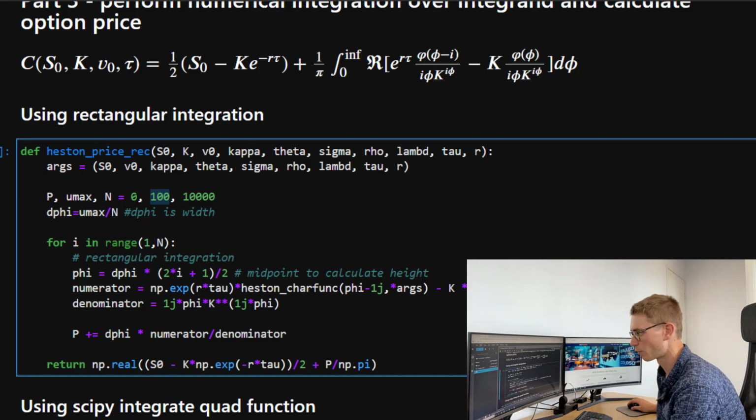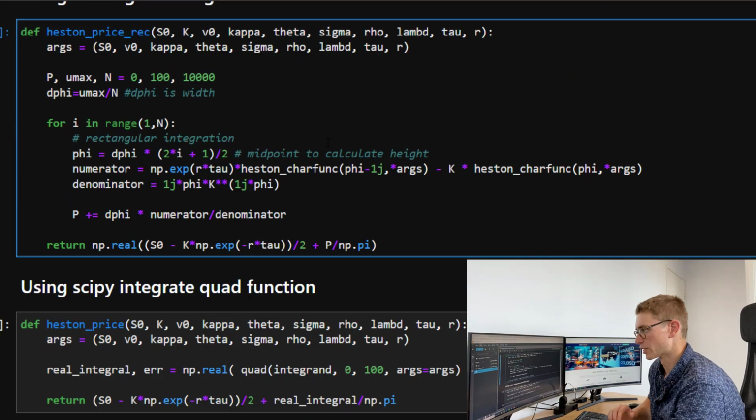And I'm starting off with a 0 price. The width of my steps is just going to be Umax, so 100 divided by n steps. Here we're calculating the midpoint that we're going to calculate phi at by taking the steps and then going through each time step. Once we've got the midpoint, we place that into our characteristic function, and we offset the first term by minus the complex number, and in the second term just pass phi. Each time we multiply by the width times the integral, and we add this to the area, to that price, every time.